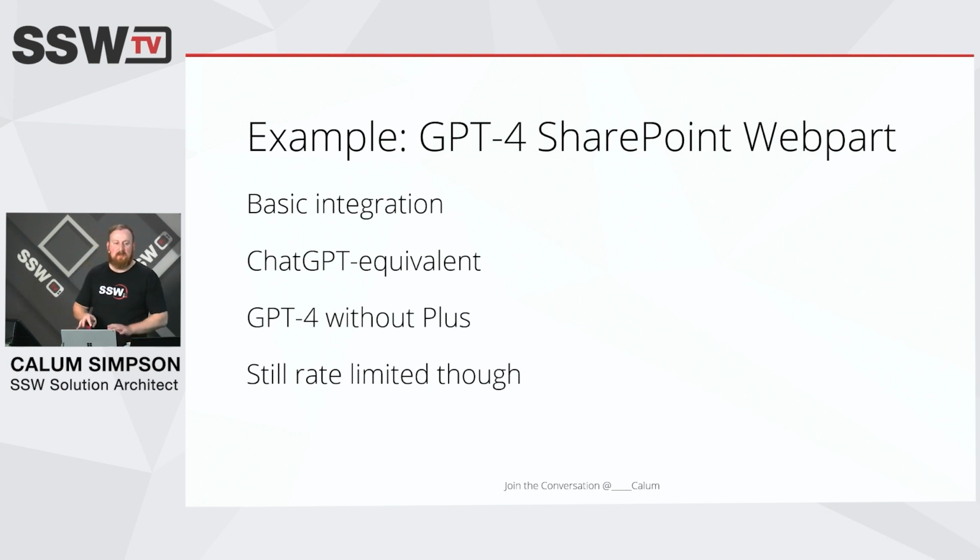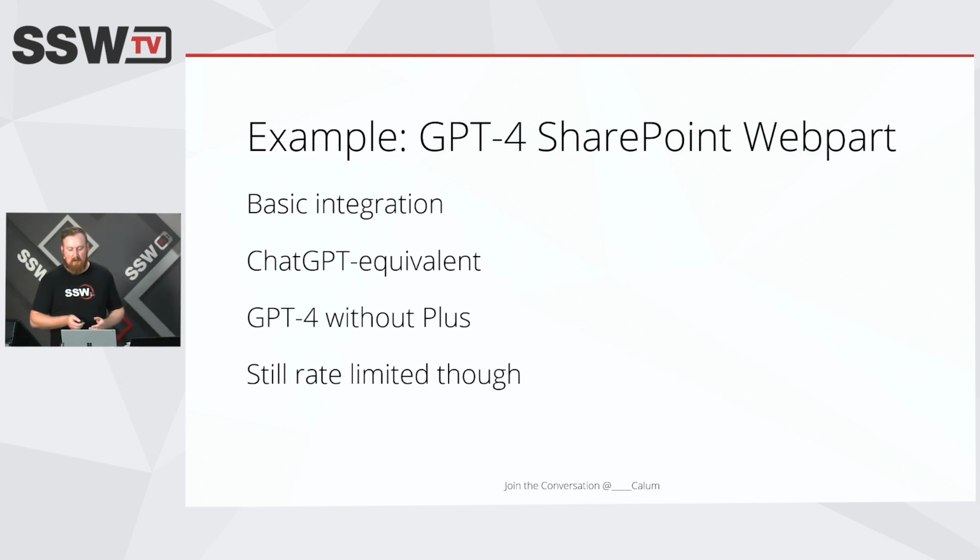So this isn't a perfect solution because even with GPT-4 API access, it still doesn't like it very much if you send in simultaneous requests, for example. So if two people tried to use it at the same time, one of them would probably get a 429 error. So it's not a perfect solution.